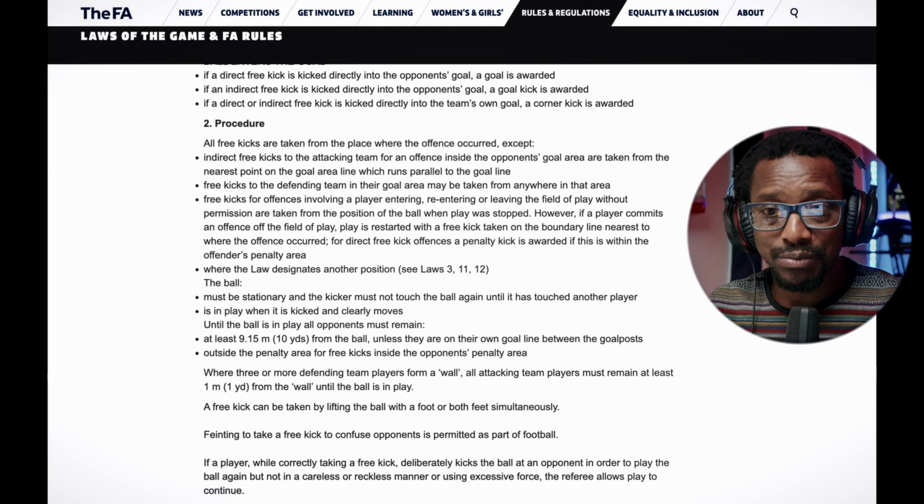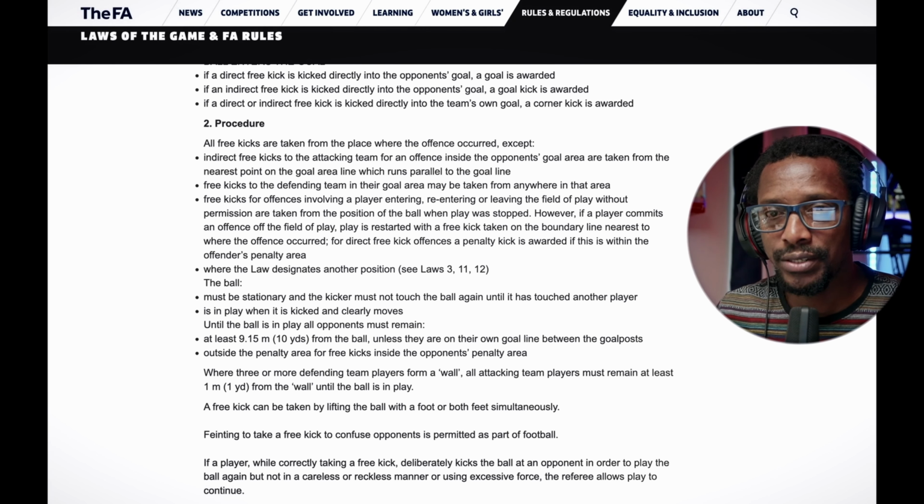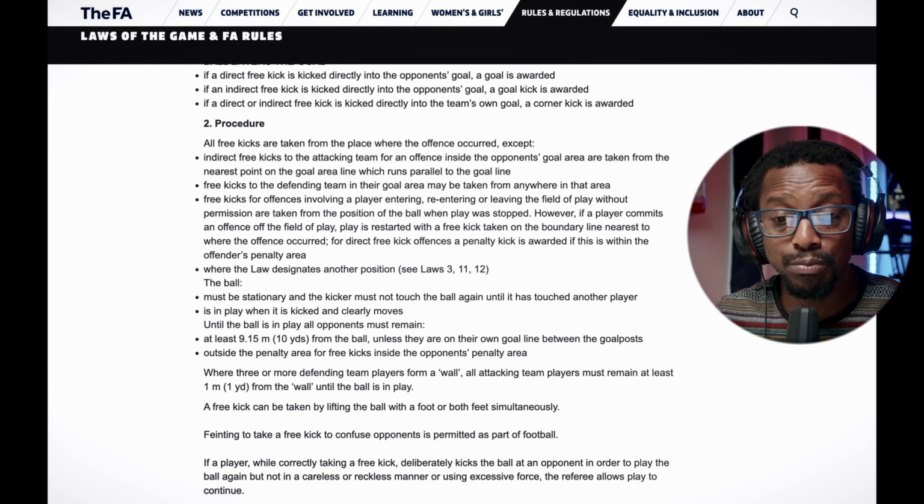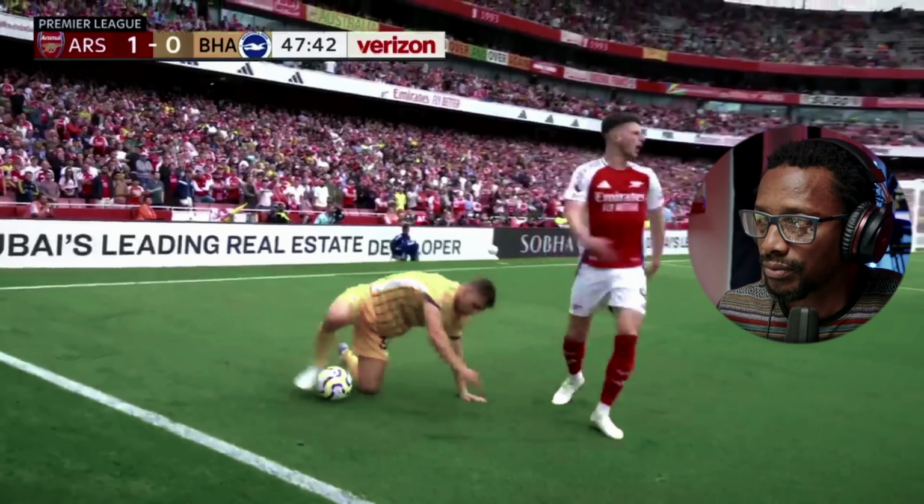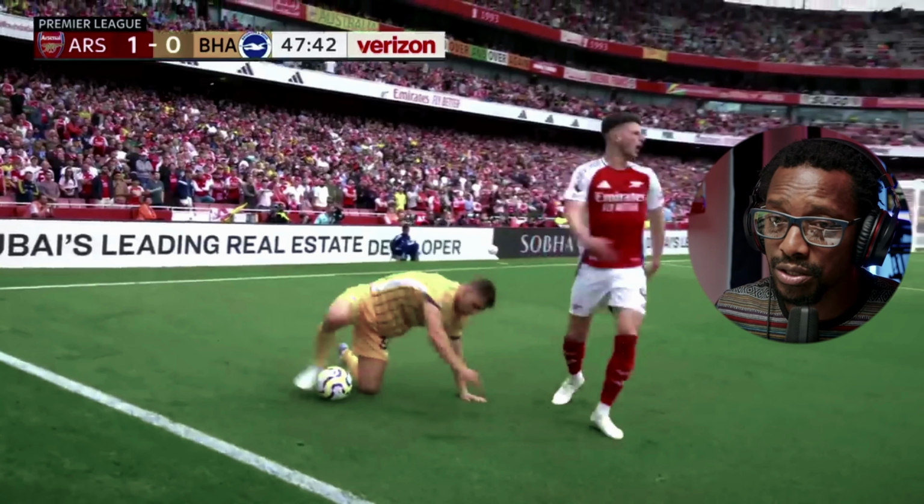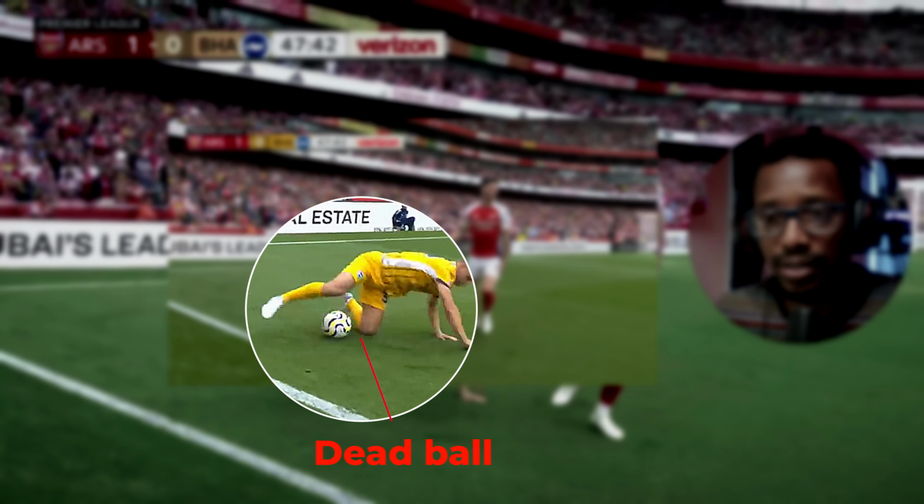So the ball must be stationary. If you say the ball was rolling, it means that Veltman had already broken one rule at this point, which the referee conveniently chose to ignore. And if you say the ball was stationary, I want you to see what has happened here.